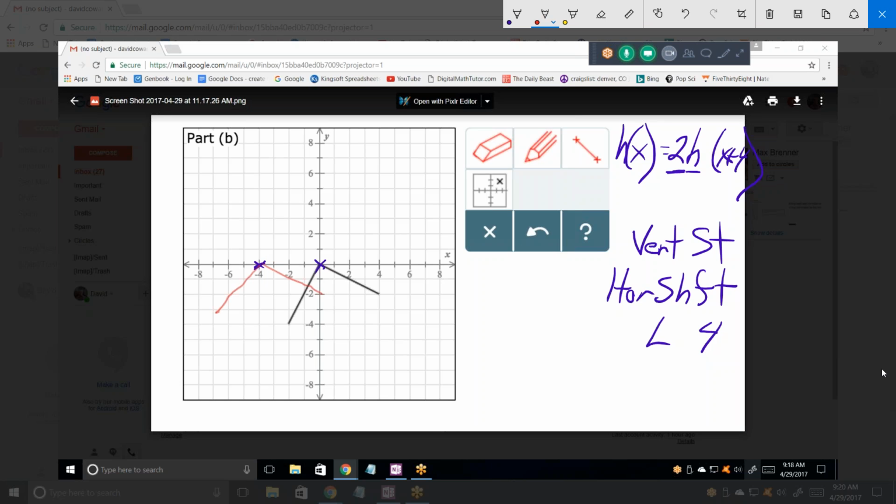Notice that shifts do not change the shape of the curve at all. These lines are supposed to be parallel. The red line is supposed to be parallel to that, and that's supposed to be parallel to that.